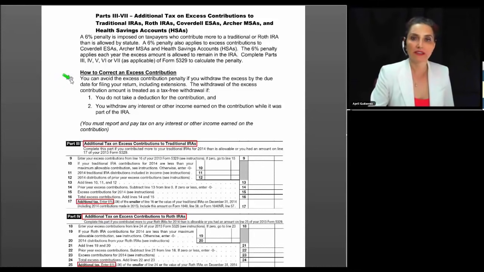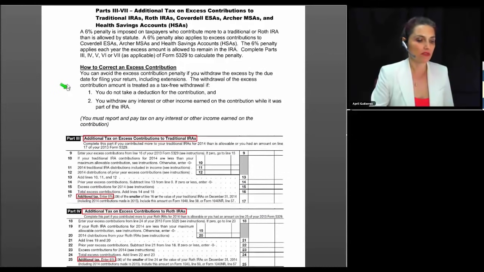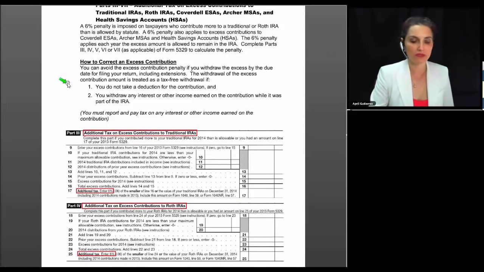So you can avoid the excess contribution penalty if you withdraw the excess by the due date for filing your return, including extension. The withdrawal of the excess contribution amount is treated as a tax-free withdrawal if you do not take a deduction for the contribution and you withdraw any interest or other income earned on that contribution while it was a part of the IRA. Do note that you must report and pay tax on any interest or other income earned on that contribution, and typically that is done in the year that you take the money out.